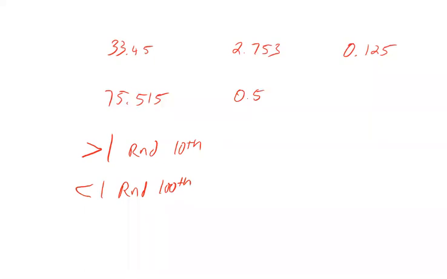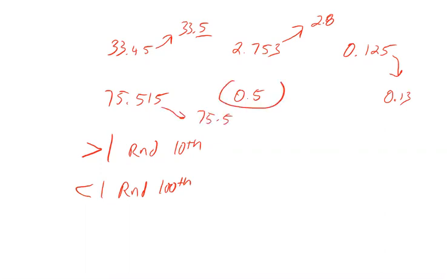So like this number right here, the 33.45, you would round that to 33.5, round to the nearest 10th. This number, 2.8. This number, because it's less than 1, 0.13. This number, because it's greater than 1, 75.5. And then this number, it's already where it needs to be, so you don't do anything with it. You don't need to add a leading 0, so you can just ignore doing that. Just leave it like that, 0.5. If it's a tablet, they may want you to write it as 1/2. That's the only other caveat.